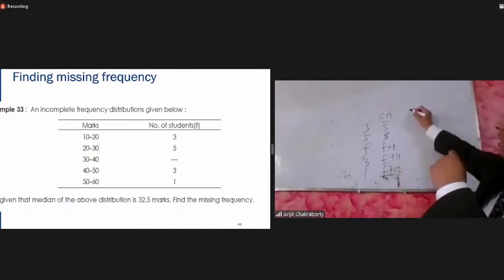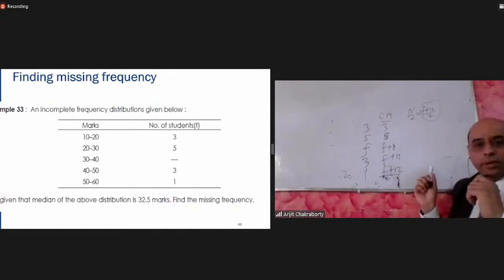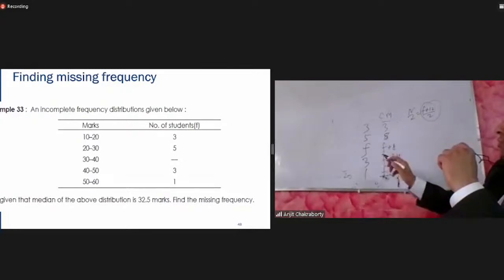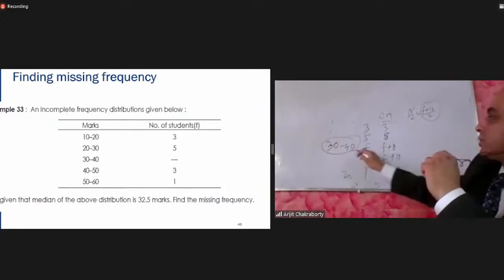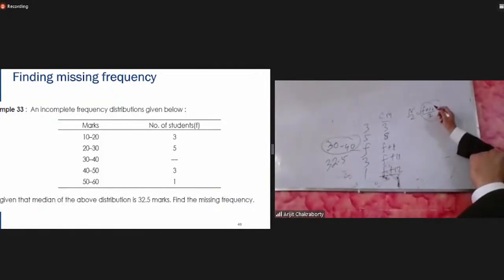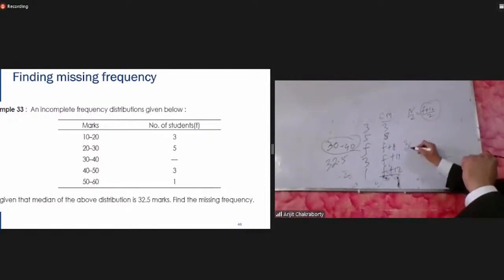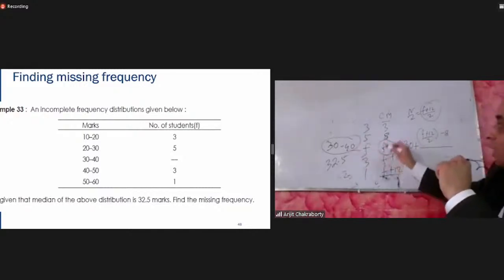So we will take n by 2 as (f plus 12) by 2. This is the midpoint, basically the median position. And therefore, we know for f the class boundary is 30 to 40. This is known, and we also know that 32.5 is the median. So the median class is 30 to 40, and we get 30 plus ((f plus 12) by 2 minus 8) divided by the frequency of the median class minus the previous.